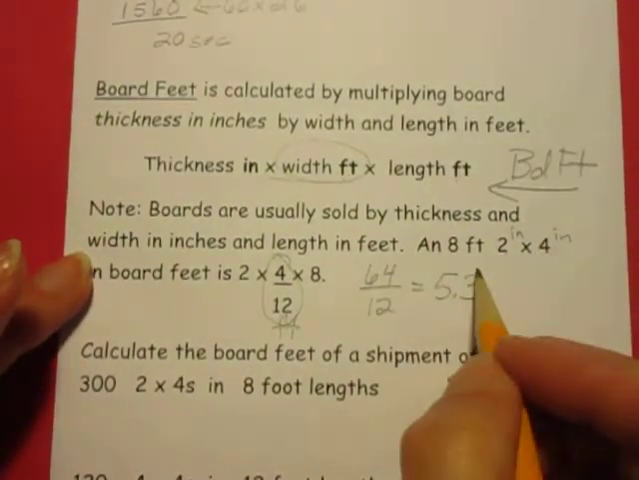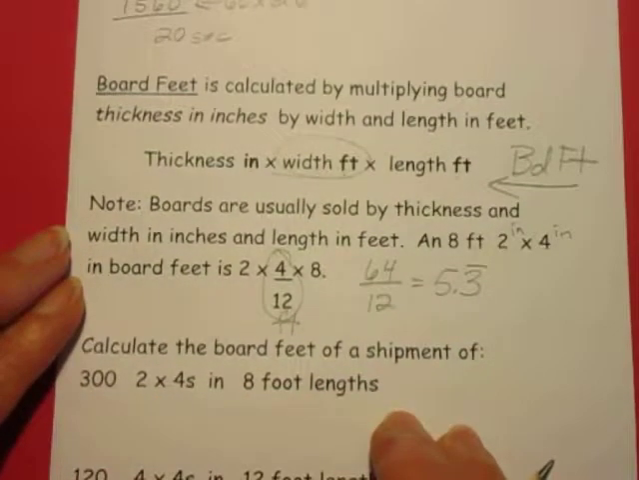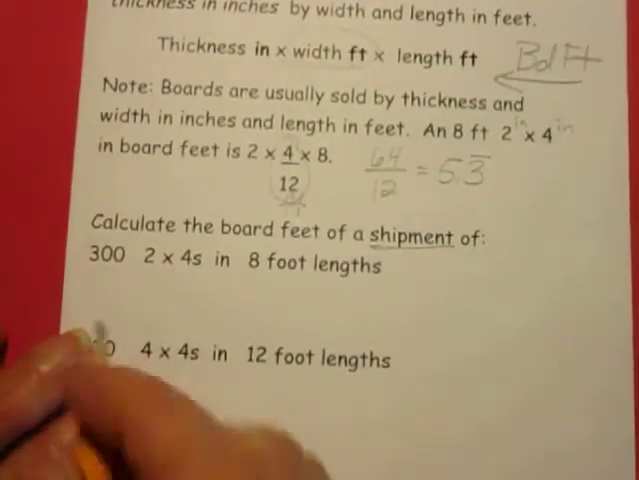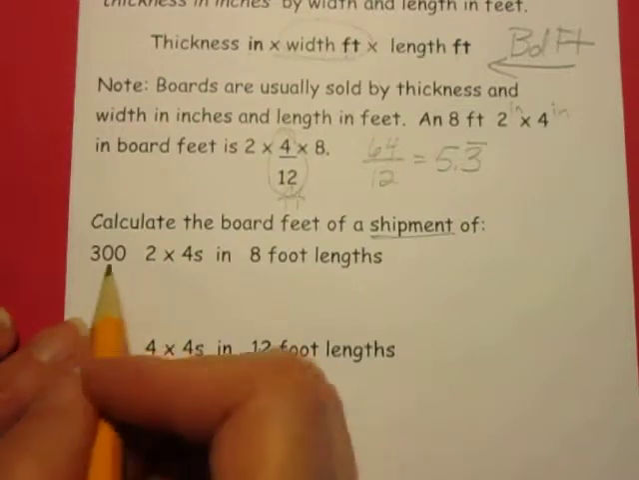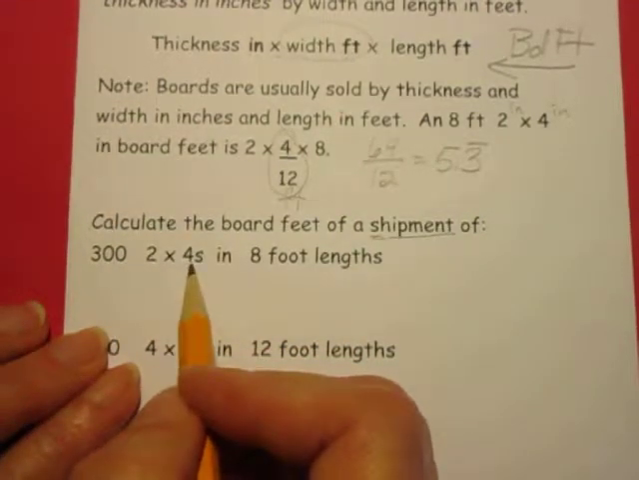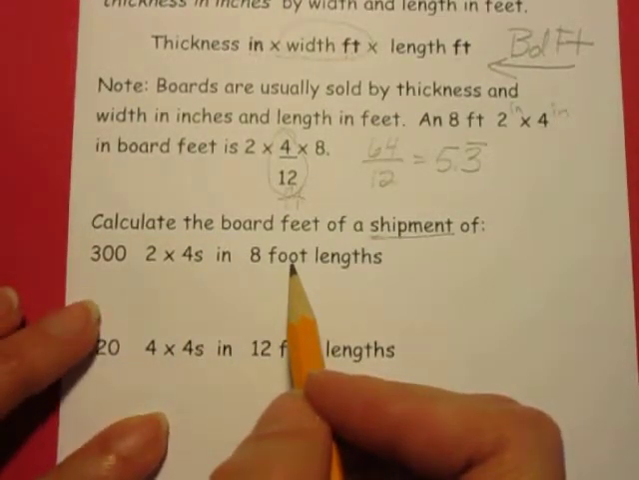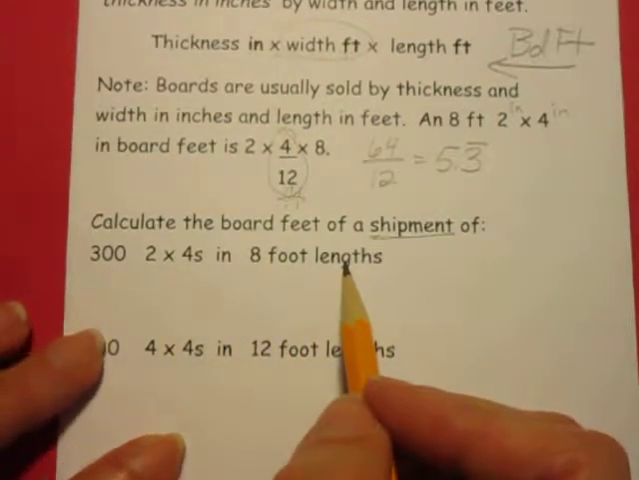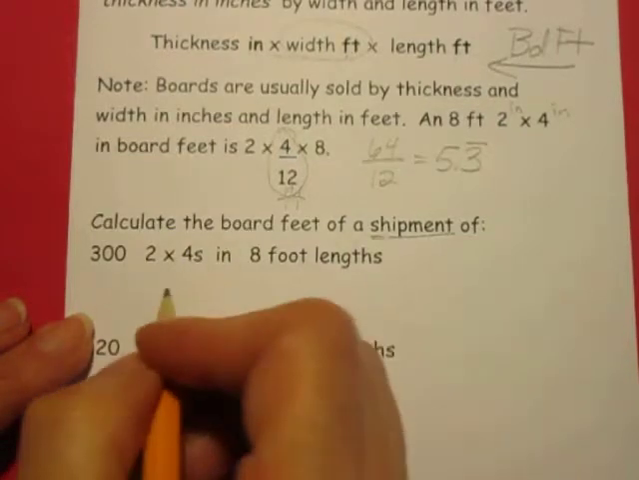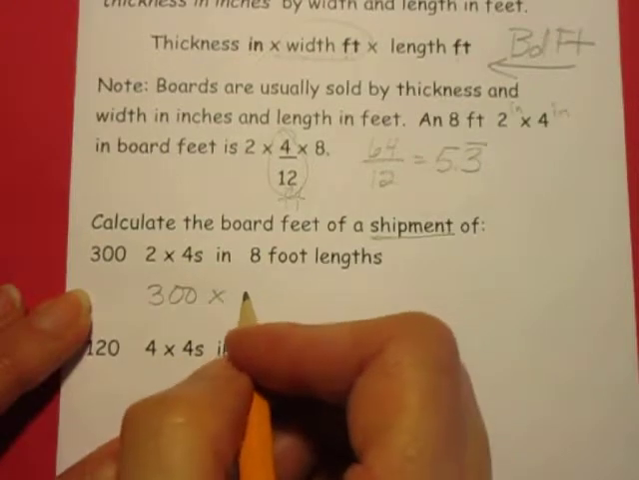You rarely are going to do that with just 1 foot. You would need to be able to calculate board feet in terms of a shipment of many, many, many boards. So in each of these cases, we've got a shipment of quite a few boards. We've got 300 boards, 2 by 4s, and they are in 8-foot lengths. And we want to figure out how much board feet this takes up. It's just another way to express volume in this industry. What I would tell you to do is, I think the easiest thing is just to make it one straight up multiplication and then division problem.